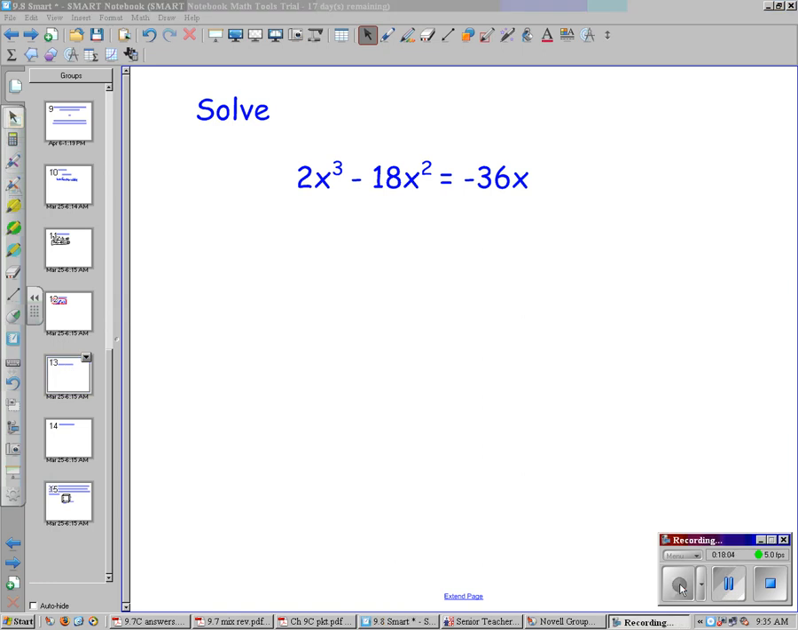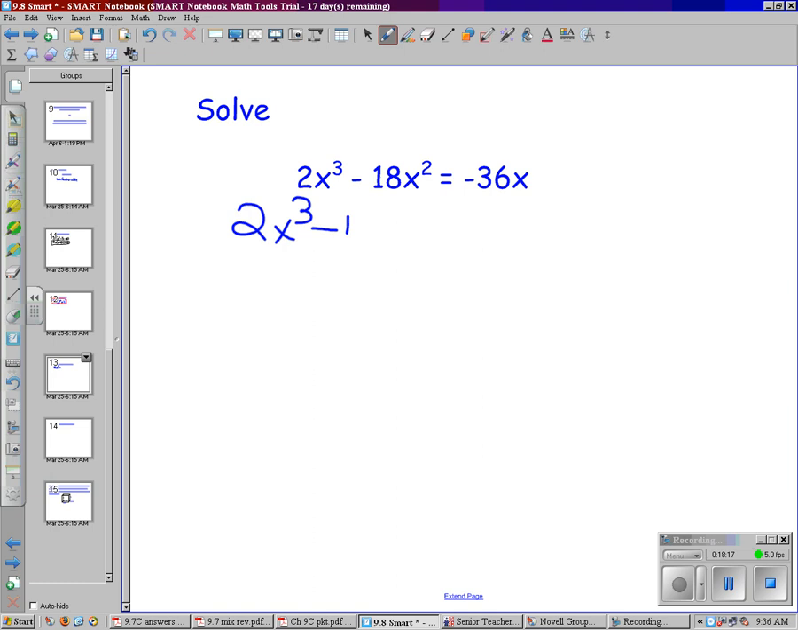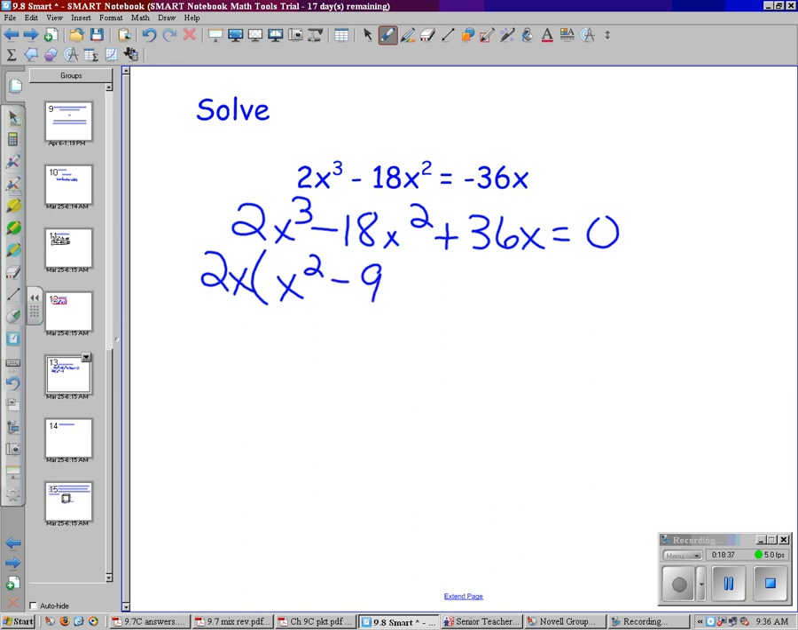All right, let's come back together with this, please. I'm recording. What do we need to bring over? Negative 36x. Okay, so 2x cubed minus 18x squared plus 36x equals 0. That's where we need to start. Now, what are you going to pull out as your GCF, please? 2x. Let me know what's left, Evan. X cubed, x squared. Minus 9x plus 8 equals 0.